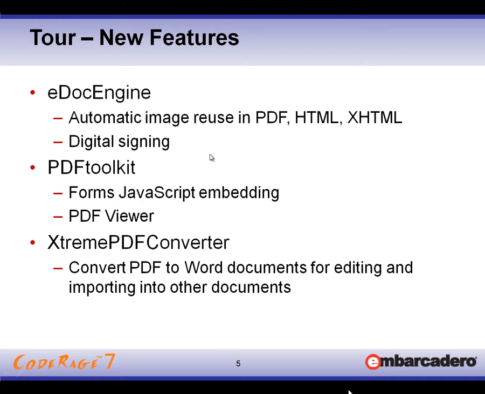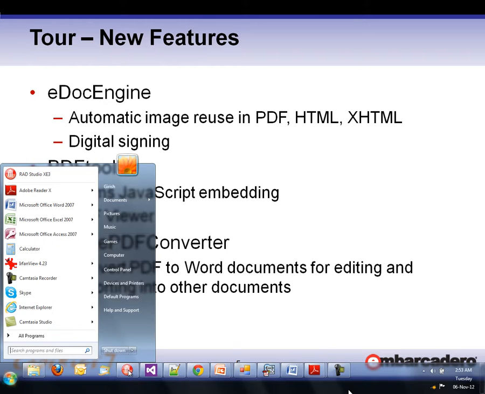Okay, so time to go into the demos now. So we look at these key features in the demos. First we will have a look at the automatic image reusing capability of eDoc Engine, and then we will look at digital signing. So let's go over to Delphi and go through these demos.